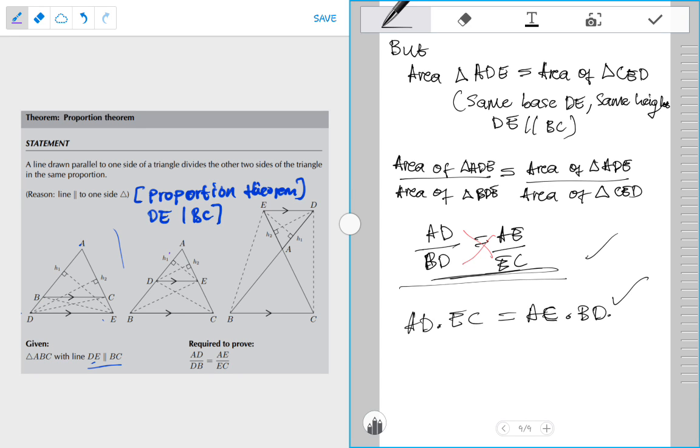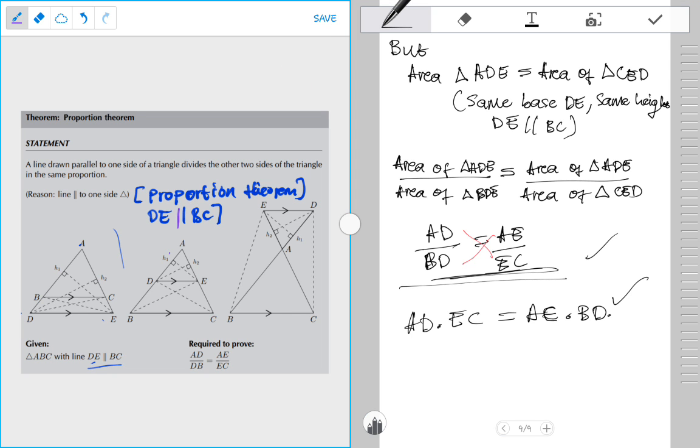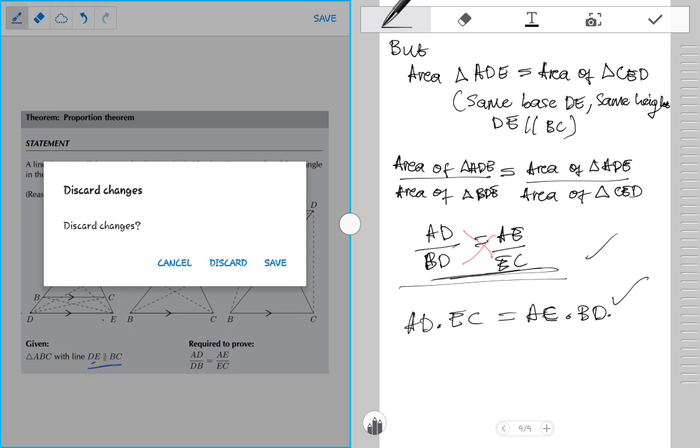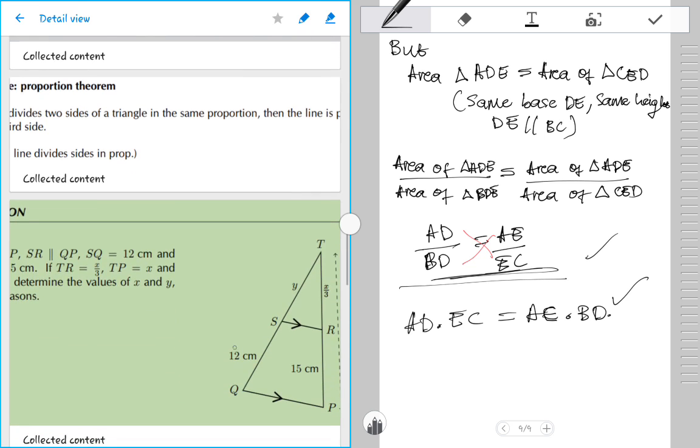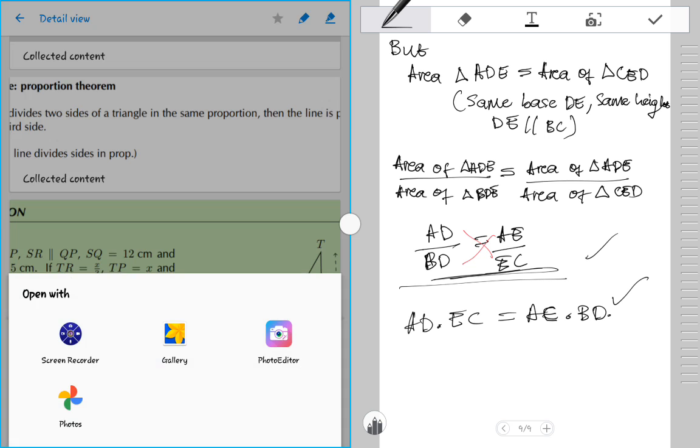Okay, so now the idea for you is to know this simple proportion theorem. You should really go through it by yourself and try and redo it as many times as you can, so that it can be simple. Basically, this is all about practicing. The more you practice, the more you get it.